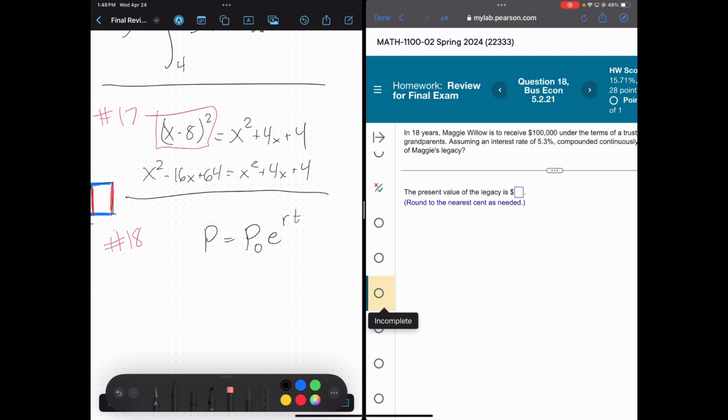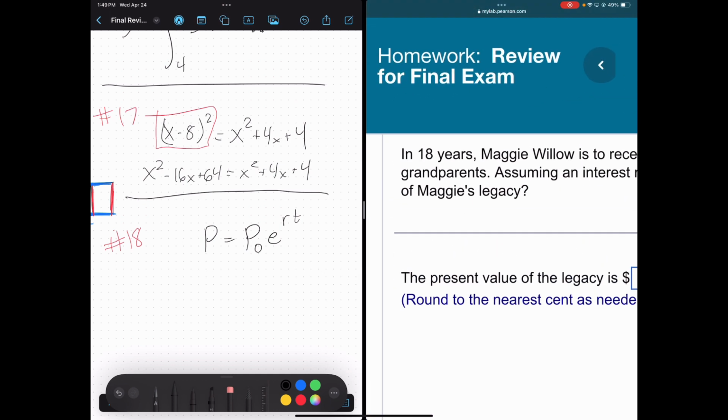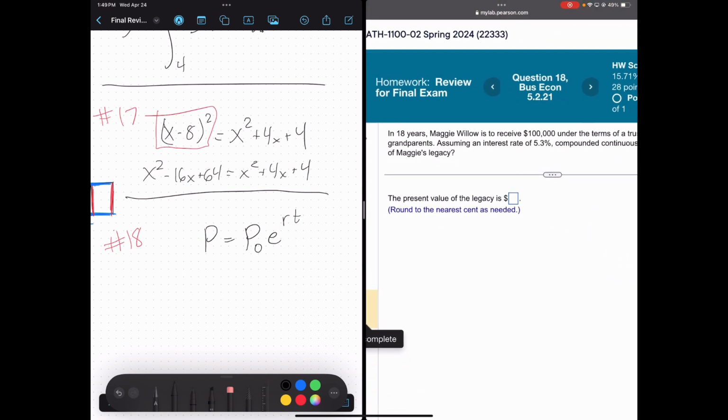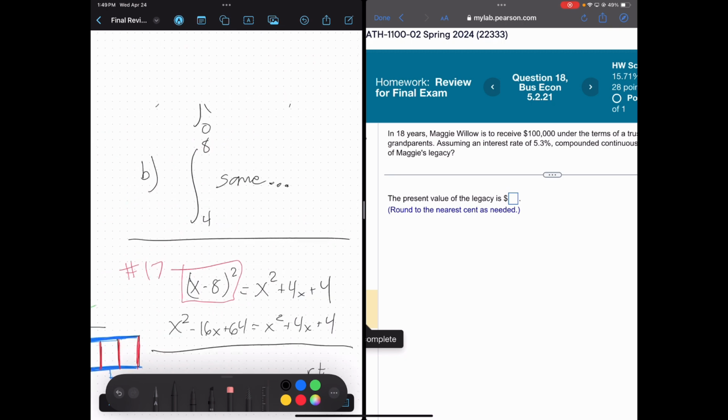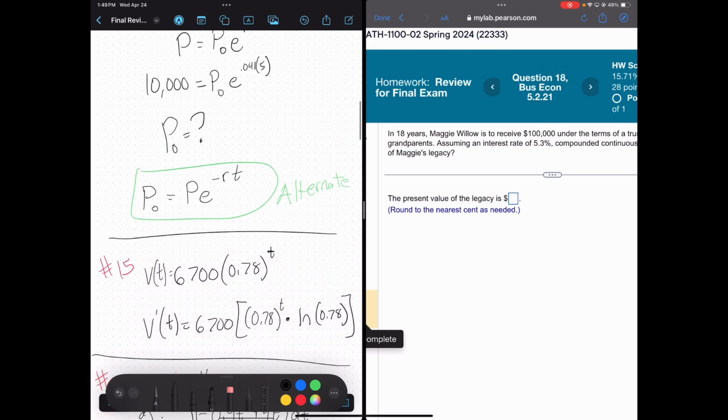What's R? What's my rate? In my case, it's 5.3%. What's T? In my case, it's 18 years, right? That's when the trust is going to mature. So T is 18, and I'm solving for P naught. So it's the same exact type of problem as 14. Same type of problem as 14.